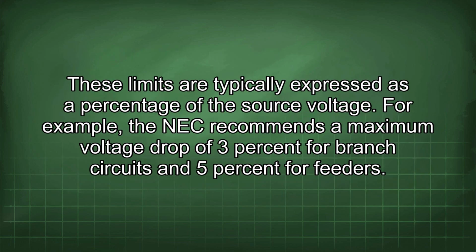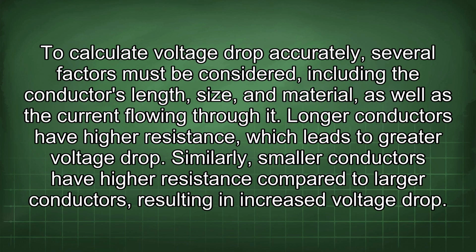The NEC provides guidelines on the maximum allowable voltage drop for branch circuits and feeders. These limits are typically expressed as a percentage of the source voltage. For example, the NEC recommends a maximum voltage drop of 3% for branch circuits and 5% for feeders. To calculate voltage drop accurately, several factors must be considered, including the conductor's length, size, and material, as well as the current flowing through it. Longer conductors have higher resistance, which leads to greater voltage drop. Similarly, smaller conductors have higher resistance compared to larger conductors, resulting in increased voltage drop.